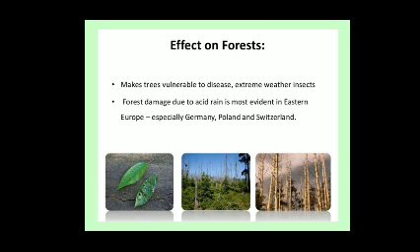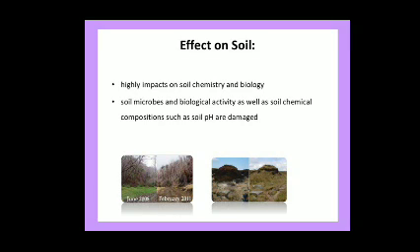Acid rain severely retards the growth of crops such as peas, radish, potato, carrot, etc. It also reduces the fertility of the soil. Effects on soil: acid rain has a high impact on soil chemistry and biology, on soil microbes and biological activity, as well as soil chemical composition such as soil pH, or damage.